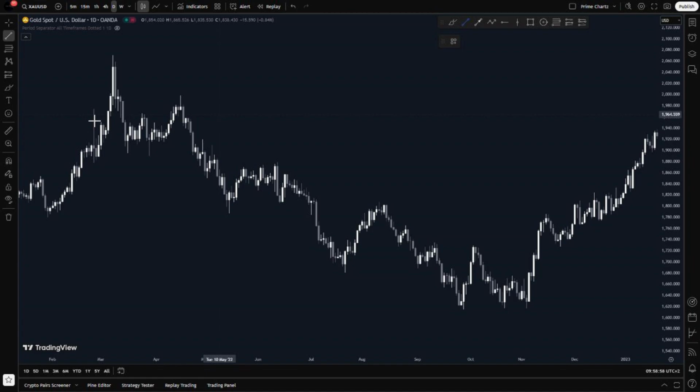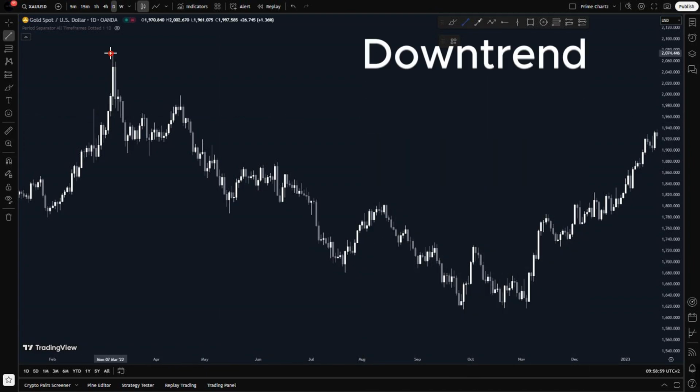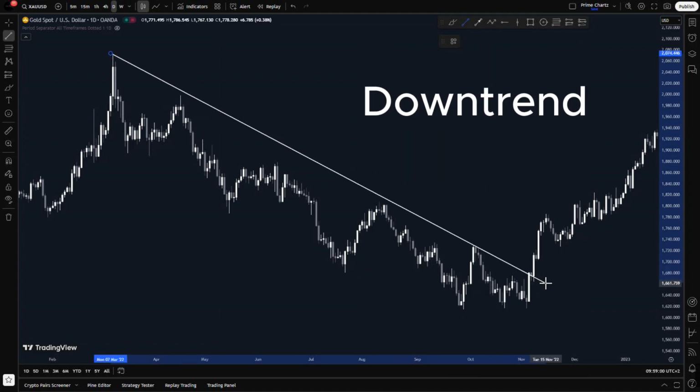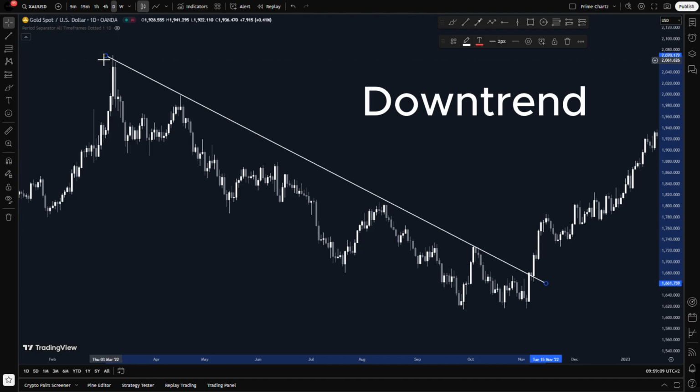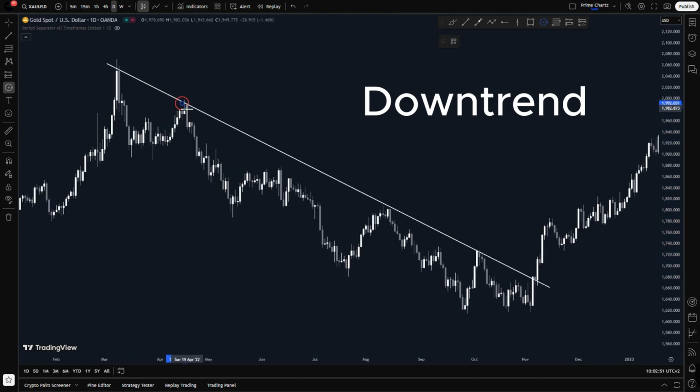Take a look at this one right here. What do we see? Yep, a clear downtrend, right? Price is making lower highs and lower lows. Let's connect those lower highs with a trend line to guide us through the bearish movement. And check this out. Every time price taps that trend line, boom, it respects the line and reverses back to the downside. That's the power of a properly drawn trend line.